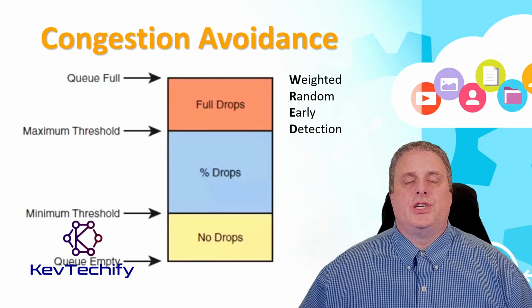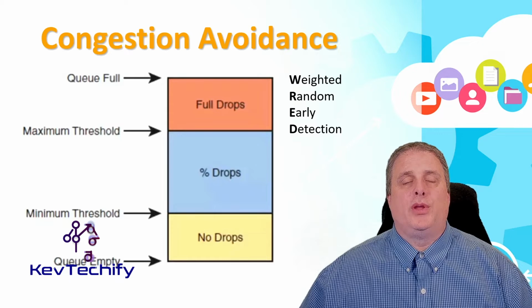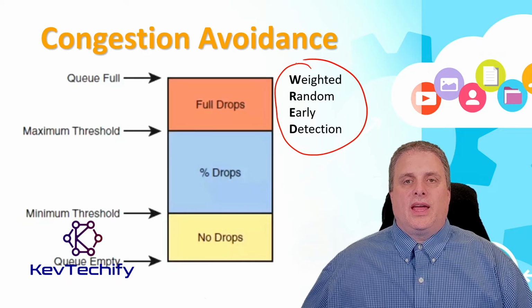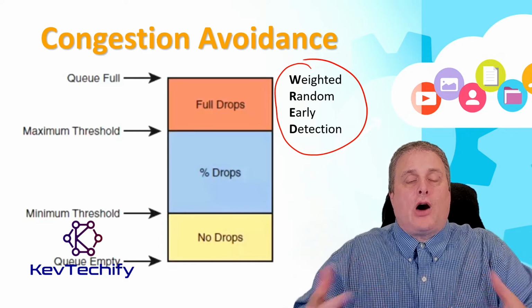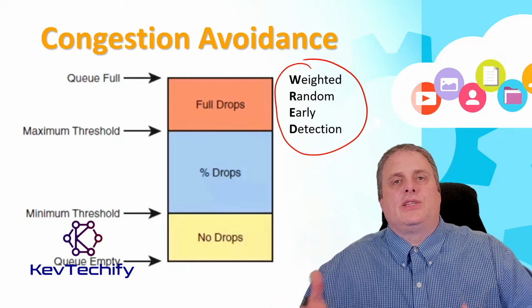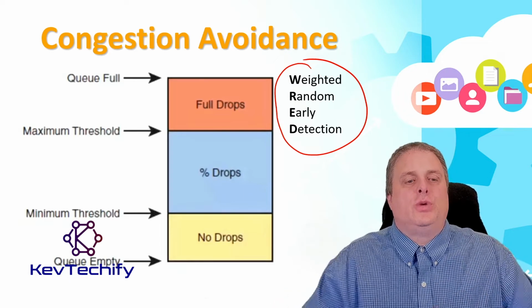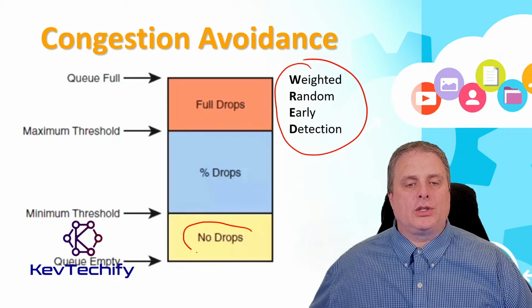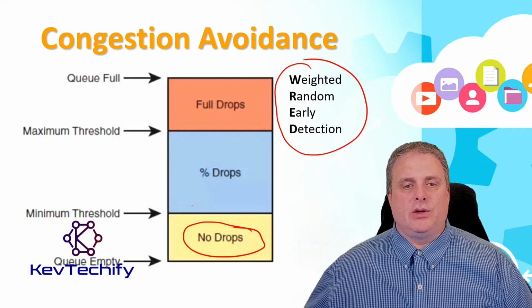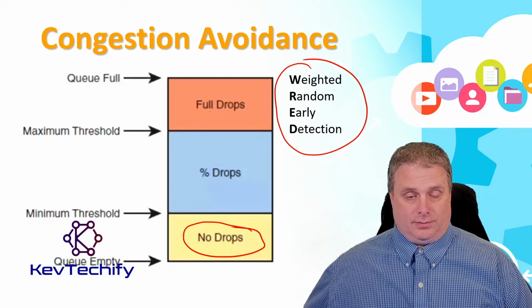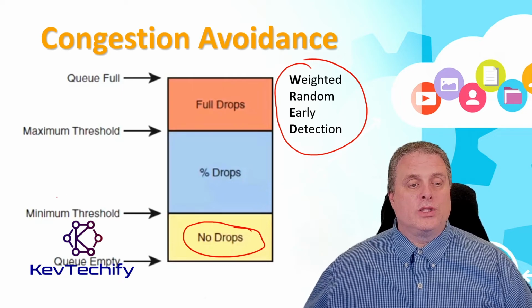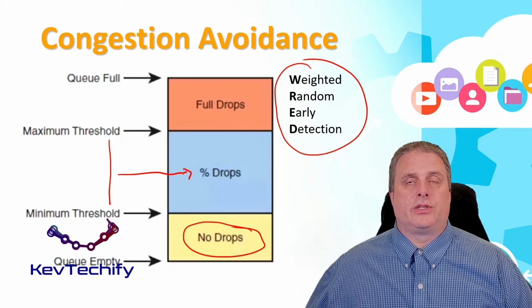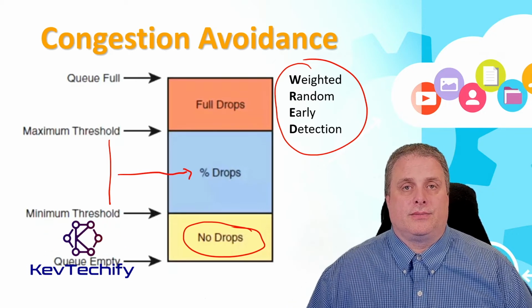The main mechanism of congestion avoidance is WRED, weighted random early detection. What that does is it looks at how full your queue is, and then it decides what we should drop or how much should we drop. When the queue is empty, up to your minimum threshold, we do not drop anything because there's a lot of space left in our queue. If something happens, our queue can fill up. We don't have to lose anything. Once we're between our minimum and maximum threshold, you start dropping a percentage of your packets.